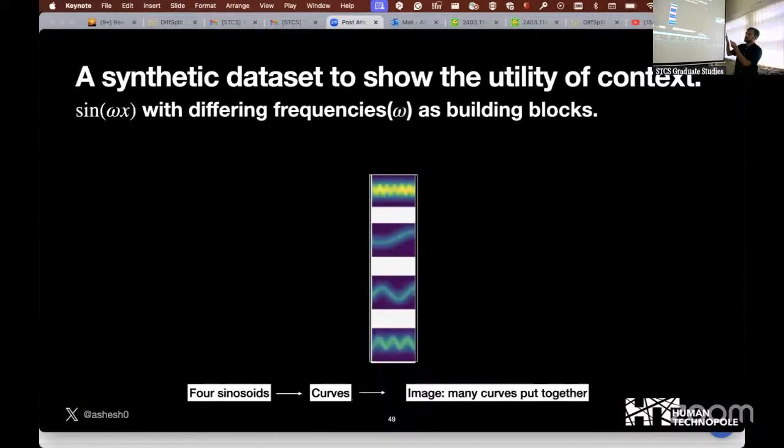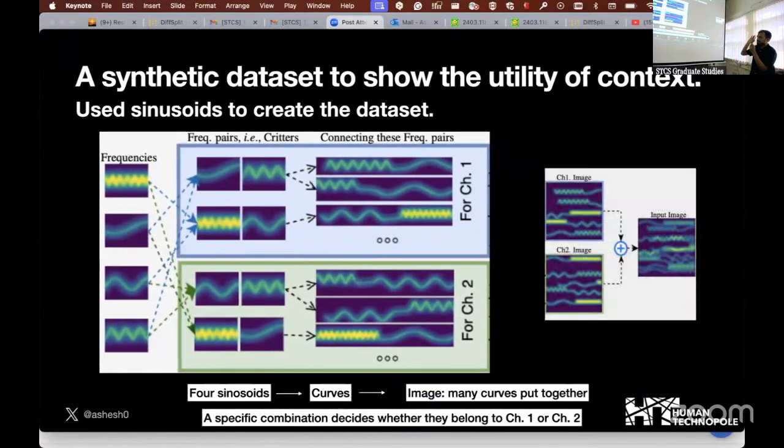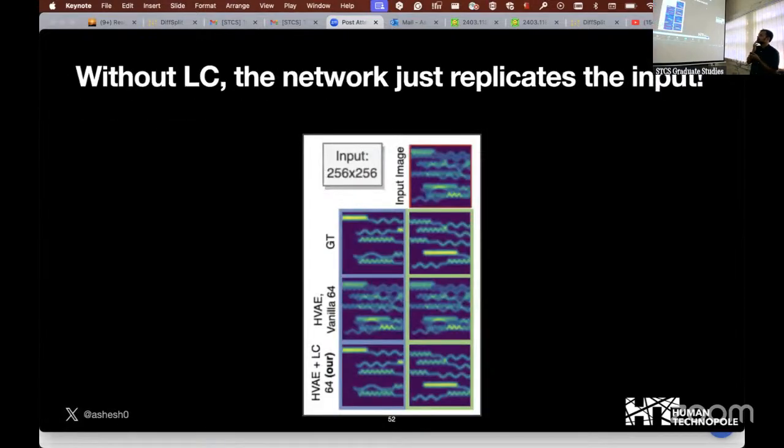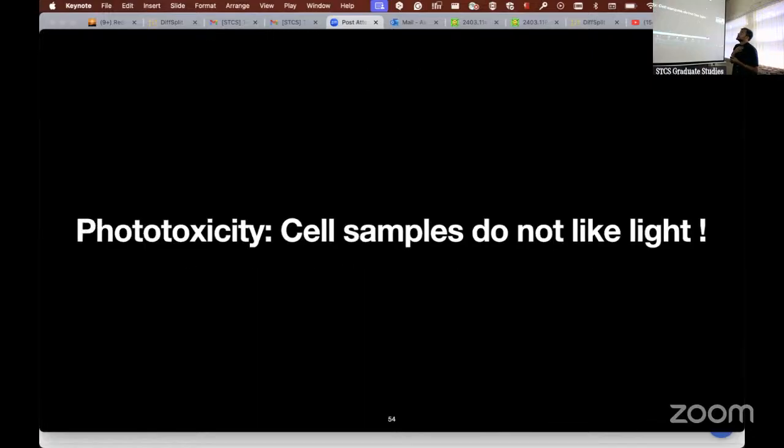Please allow me to skip the synthetic dataset part because I think I will be out of time if I don't. So we created a synthetic dataset, the property of which was that you cannot perform nicely on it if you do not use the context. And with our LC, we were able to segregate the input into the two structures. So the summary from this part is that context is useful and variational nature is something which is good to have.